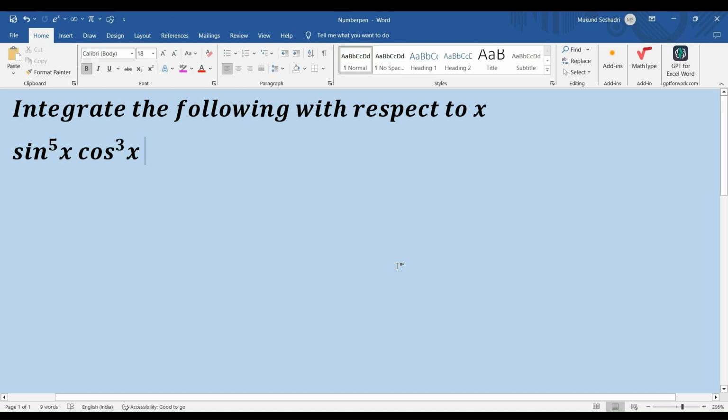So there we have the problem on the screen. Integrate the following with respect to x. I have sine to the power 5x into cos cube x, right? So what we've been given is dy by dx and we've been asked to find y. My y is nothing but the integral of the given expression. So let's write down our y using the integral symbol.